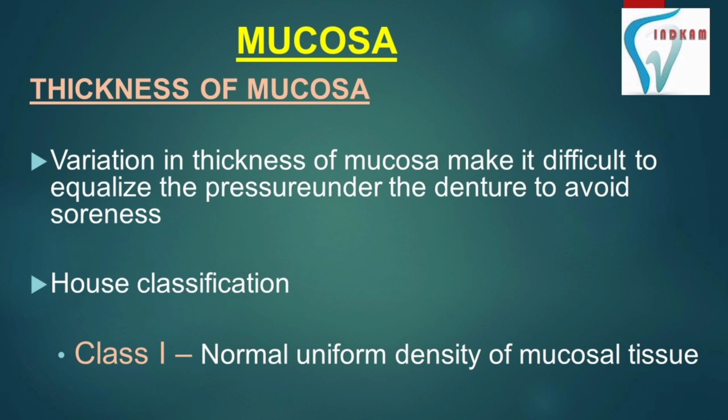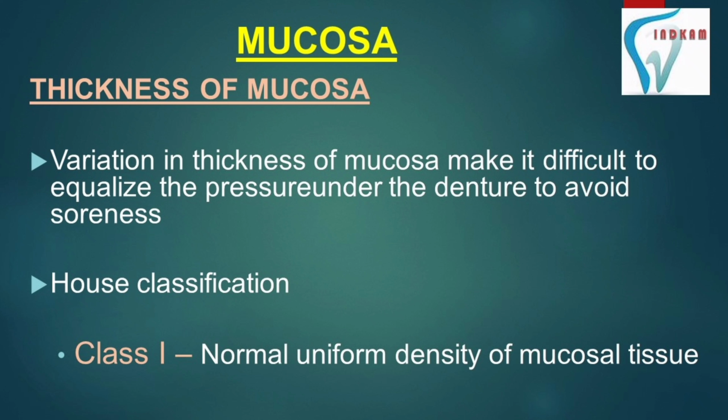Thickness of mucosa. Variation in thickness of mucosa makes it difficult to equalize the pressure under the denture to avoid soreness. This means if the thickness of mucosa in different places is different, then it is very difficult to equalize the pressure in each and every area and it may cause soreness.